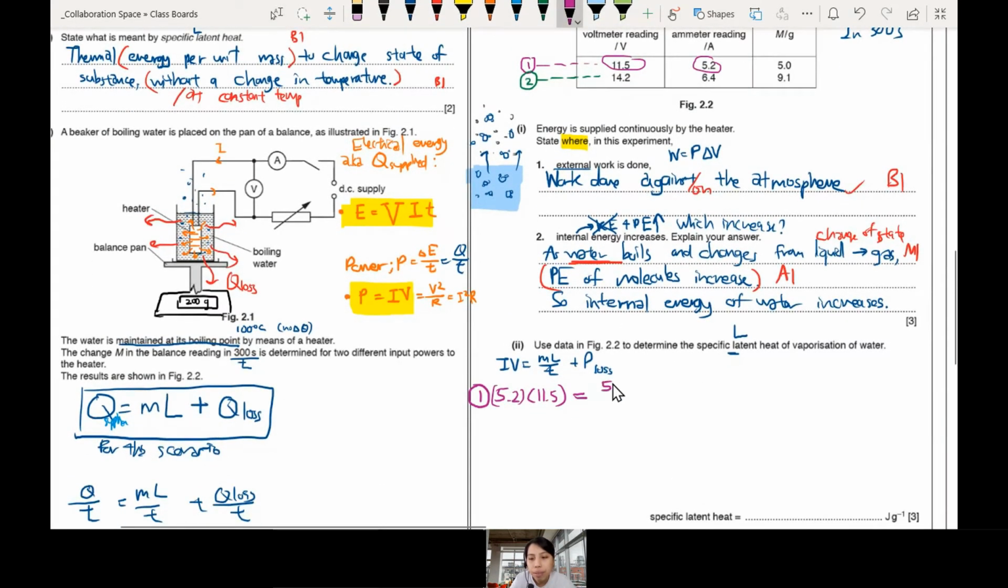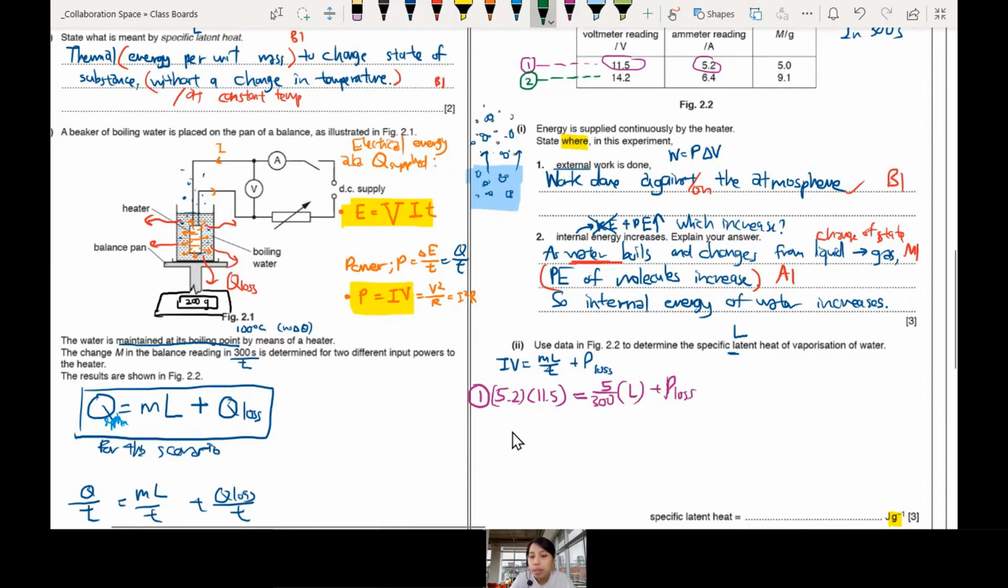So 5, M, we can keep in gram. Why? Because here the unit is in gram. So it's okay, we stay in gram, it's fine. Good, I don't want to convert. Kg will be a lot of zeros. So 5 over time 300 times the L, plus some power loss. I have no idea what the power loss is, but I'm going to write it down first.